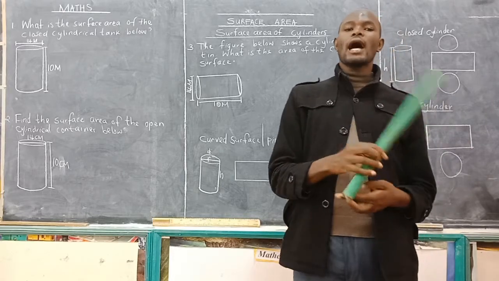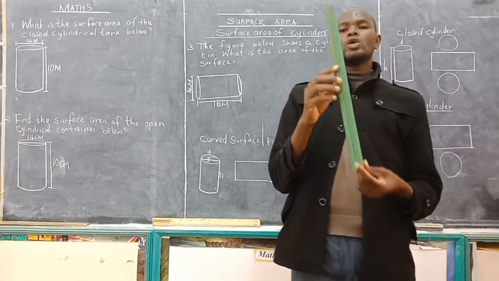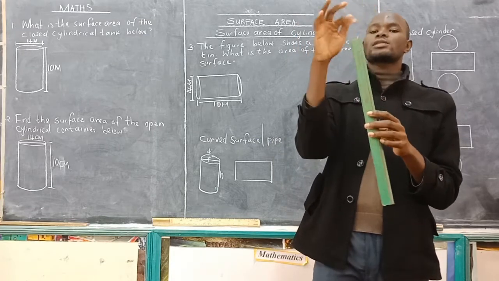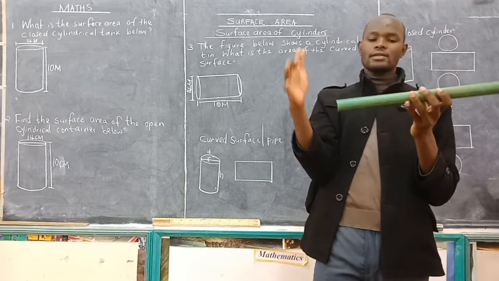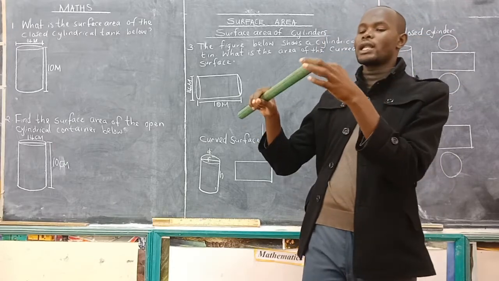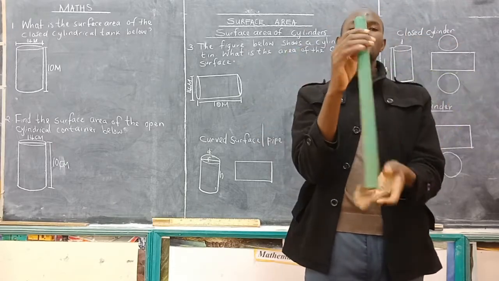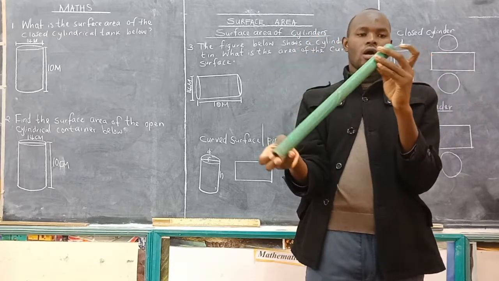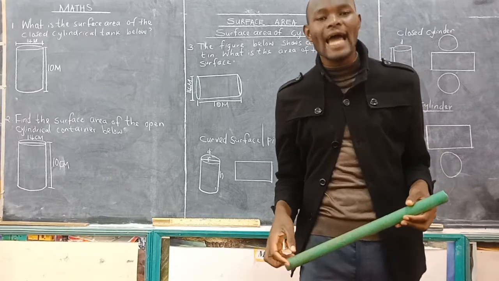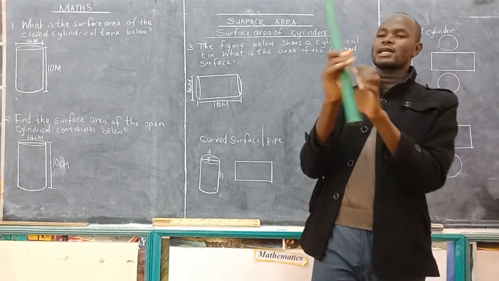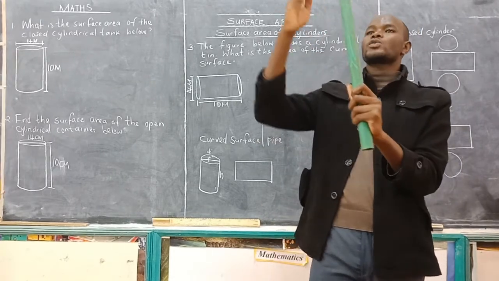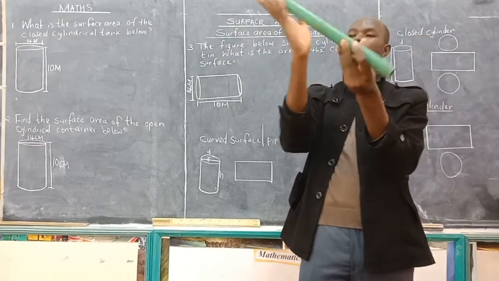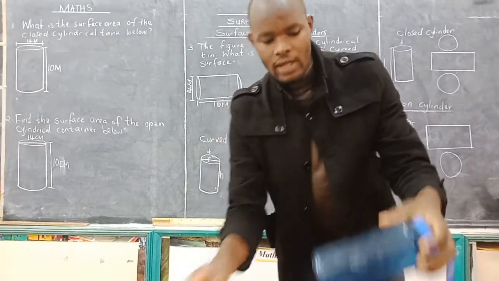Cylinders are made up of curved surface, and also circles at the ends. It might be open like this one. This is a pipe. So a pipe is an example of a cylinder, because it has a curved surface, and it has two openings, meaning this one is just the curved surface alone.